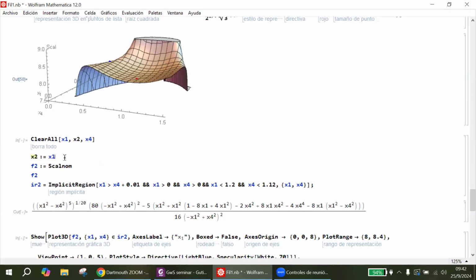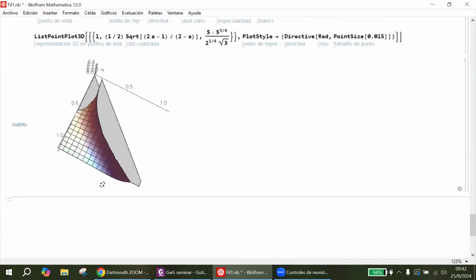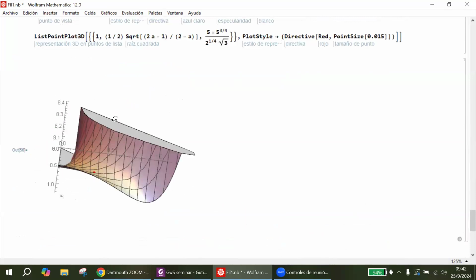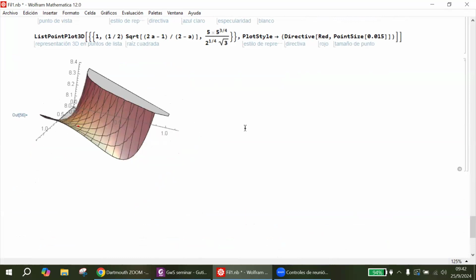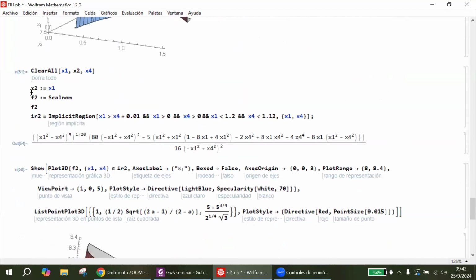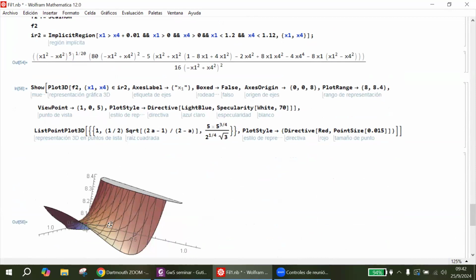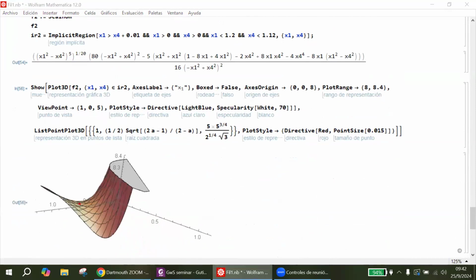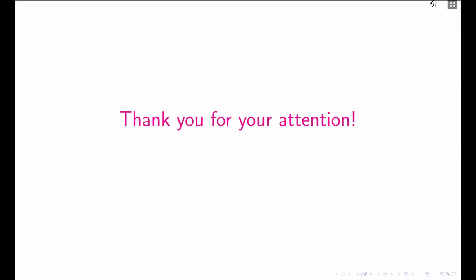If we consider another plane, for example, x1 equal to x2, we can see this plot where we clearly see that it has a negative direction. In this plane, we only see G3 because G5 does not have x1 equal to x2. So here we can see the coindex of these metrics. And I think I went too fast, but that's all I want to say. Thank you so much for your attention.